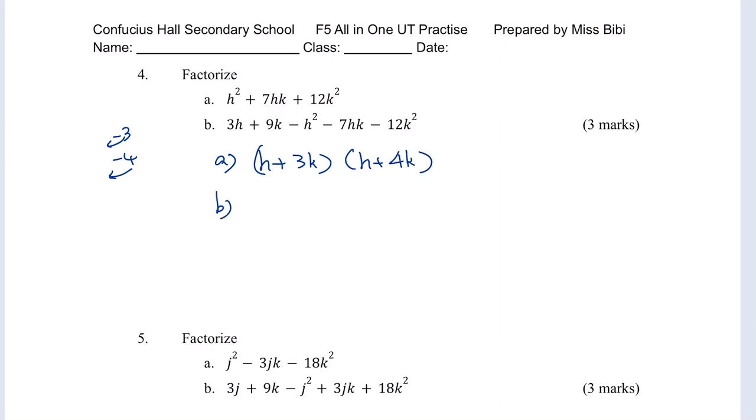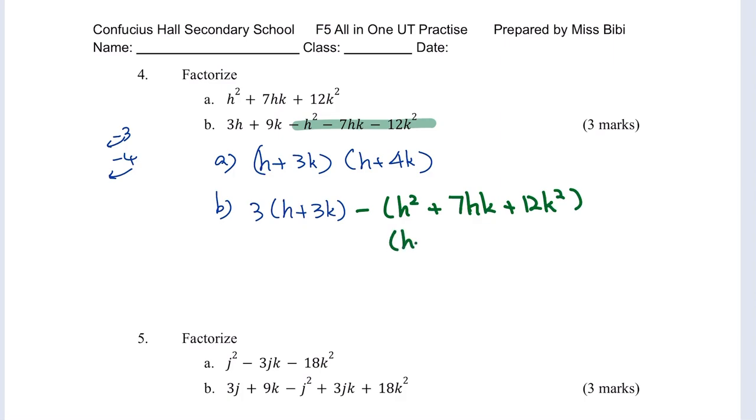Okay, how about part B? Anything common in front? Yes, 3 is common. So you take that out. H plus 3k. How about the back? Anything same as the original one? You take that out. H squared plus 7hk plus 12k squared. And this can be replaced by h plus 3k, h plus 4k, and the rest of the things just keep writing in the front. Okay?